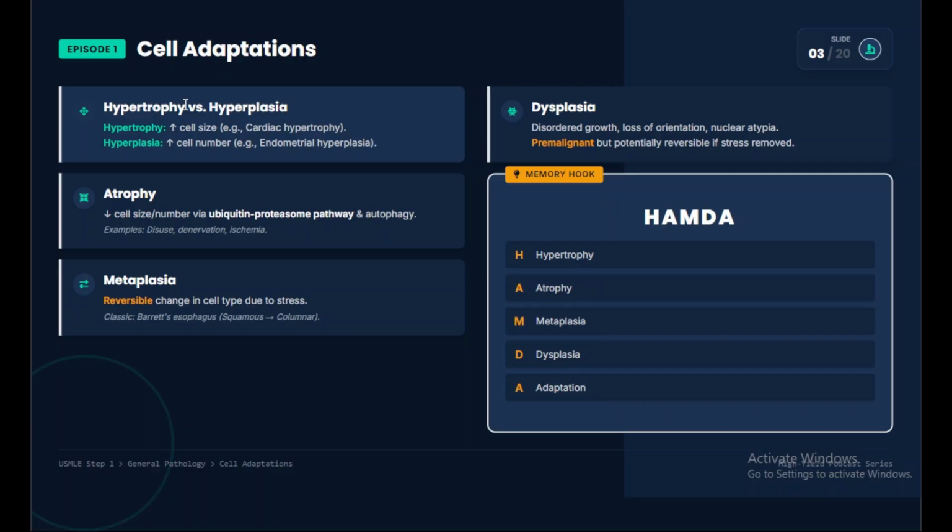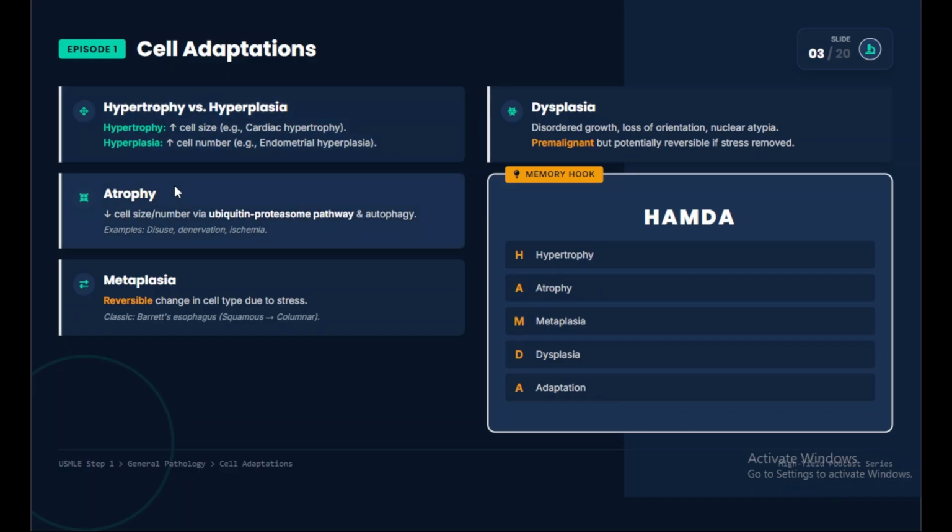Now, hyperplasia is different. In hyperplasia, we increase the number of cells. Instead of cells getting bigger, the body produces more cells, and this happens in tissues that are capable of cell division. The classic example is endometrial hyperplasia. When estrogen level increases, the endometrium responds by proliferating, leading to an increased number of cells. So remember, the distinction is that hypertrophy is an increase in cell size, whereas hyperplasia is an increase in cell number.